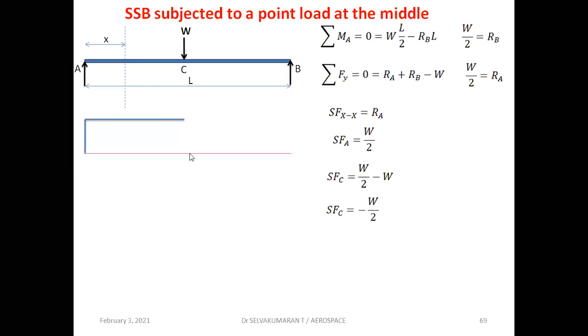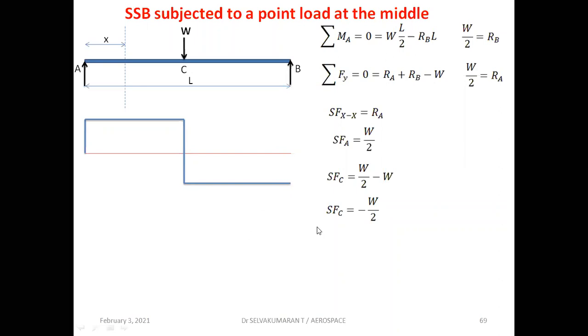So this is 0, this is plus W by 2, and this is minus W by 2. W by 2 plus W by 2 will be equal to W. Like this you can check. And between C and B, no loads are acting again, so the shear force remains constant.